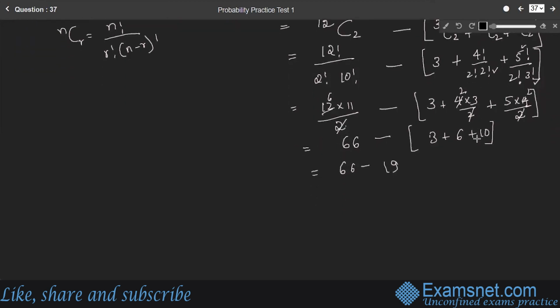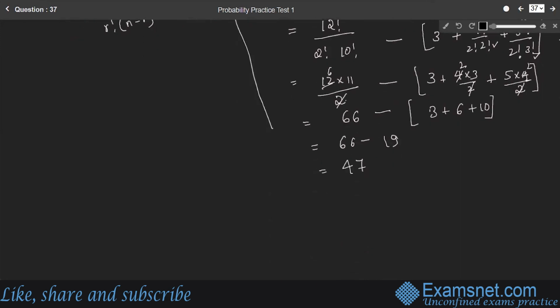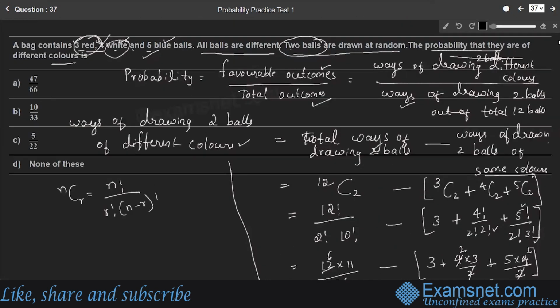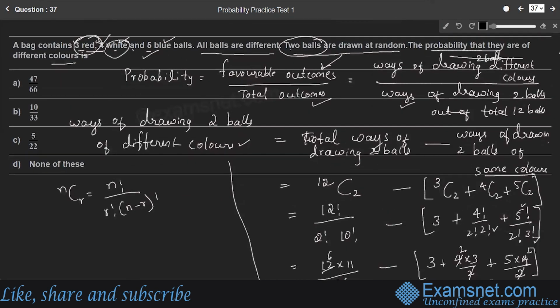Therefore we have 47 ways of drawing two balls of different colors. What is asked in the question? The probability that they are of different colors. Therefore, the required probability is equal to favorable outcomes, the ways of drawing two balls of different colors.